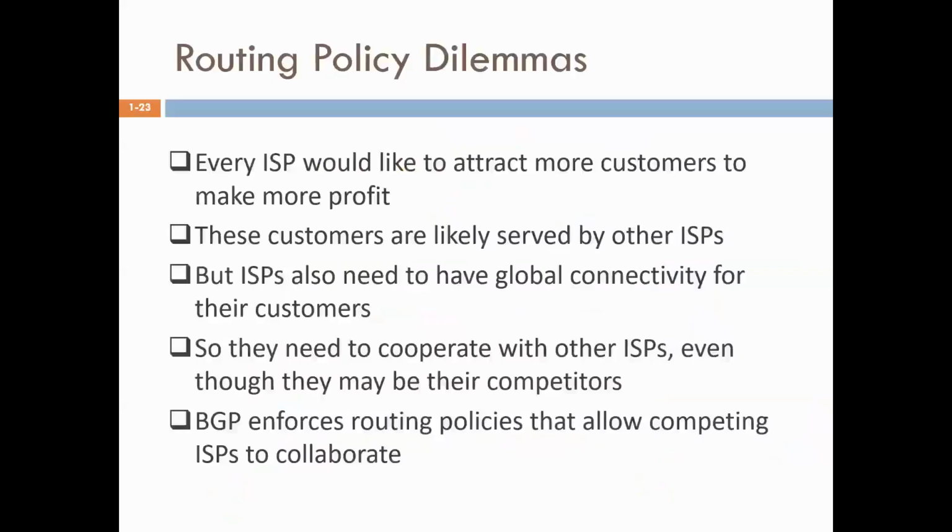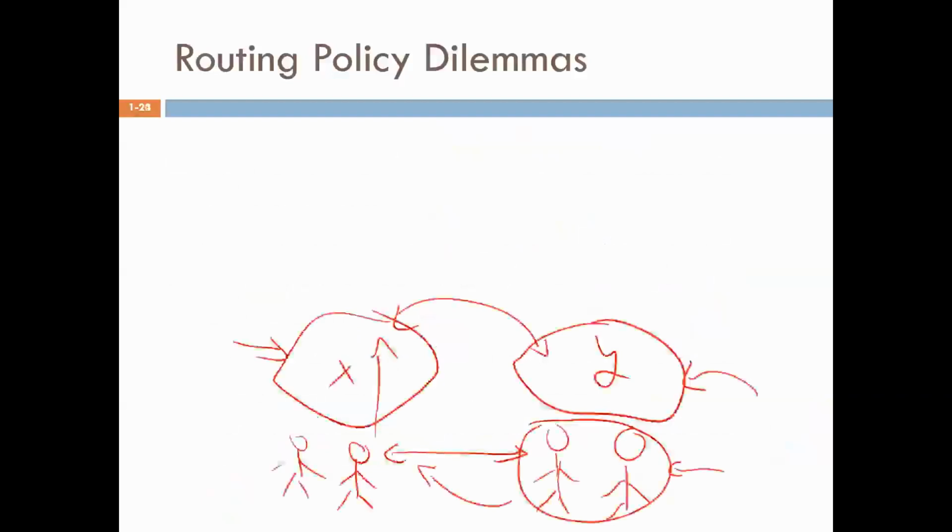First of all, there is a dilemma that we started discussing last time, which is basically that every ISP wants to attract as many customers as it can. An ISP is a business. It sells internet connectivity to customers. And so an ISP typically has some customers. Let's say we have ISP X, it has some customers, and it wants to attract the customers of other ISPs. So let's say in this case, we have ISP Y, it also has some customers. So obviously ISP X wants to attract more customers from its competitor, which is ISP Y.